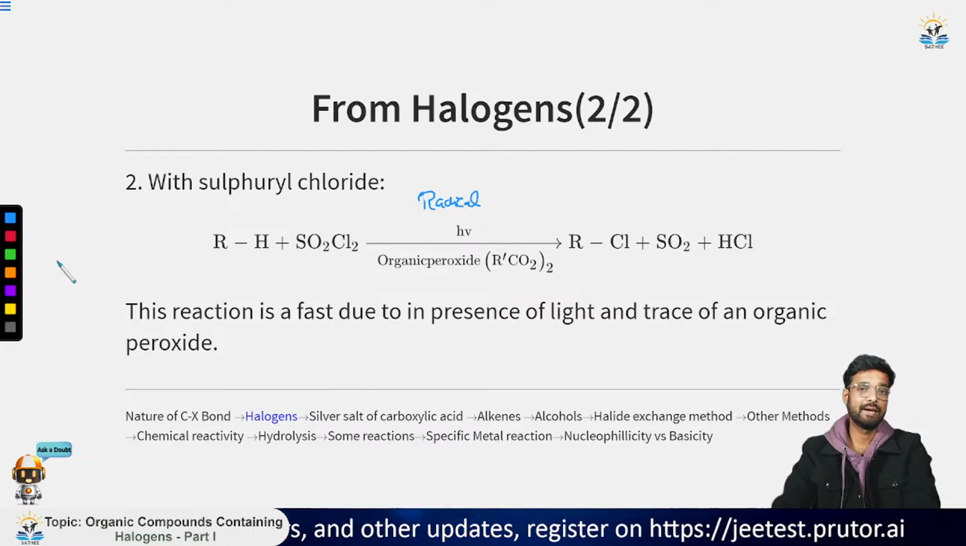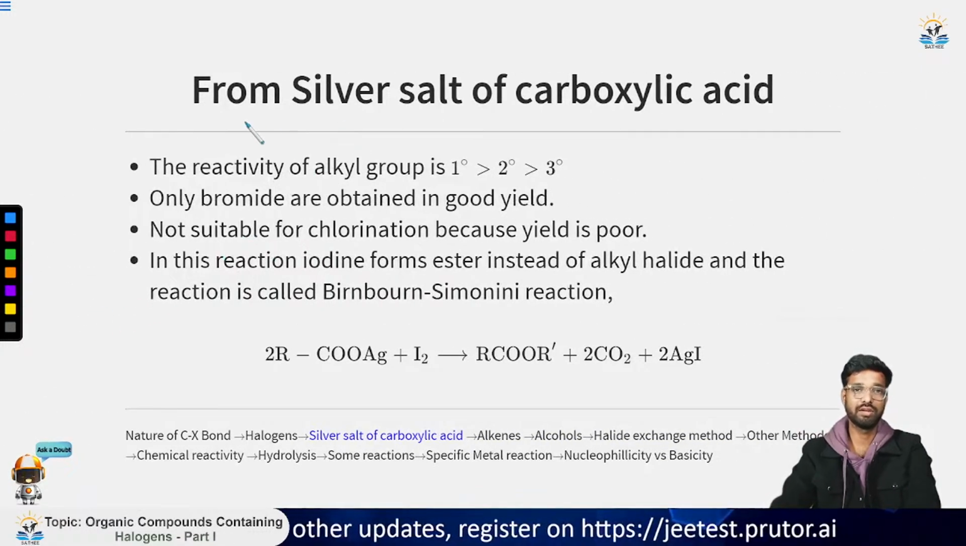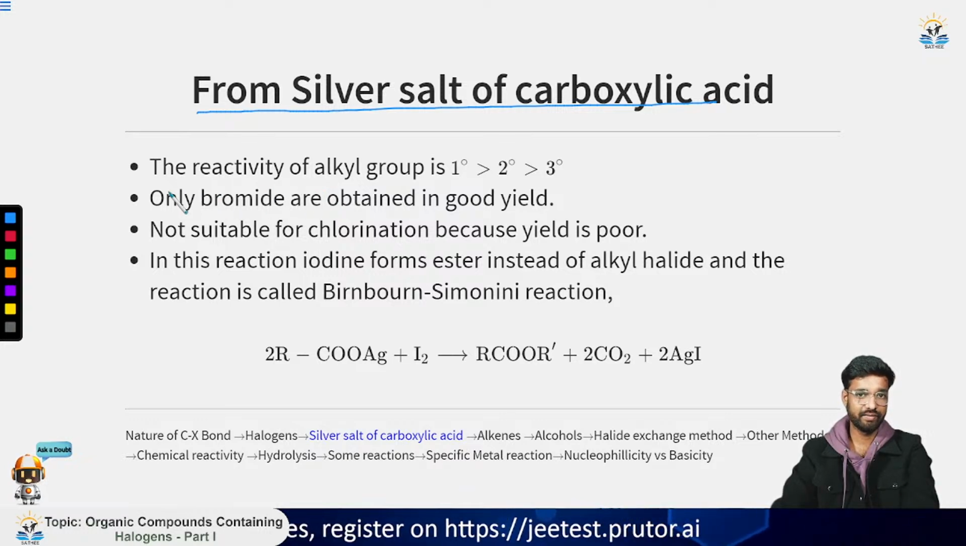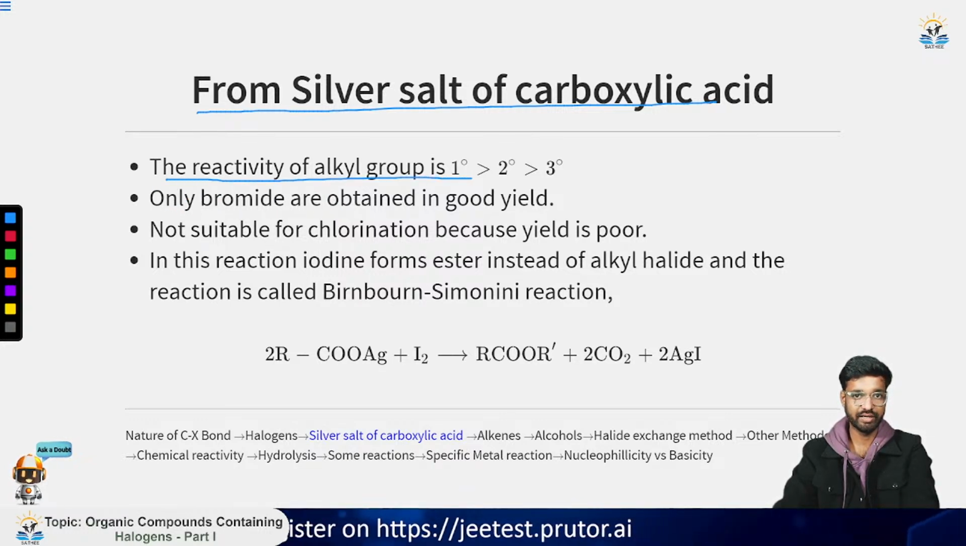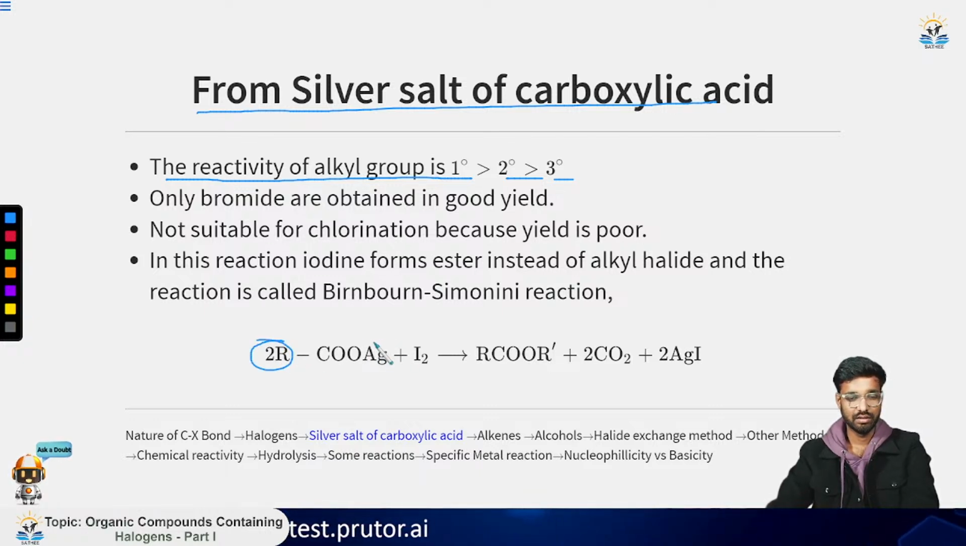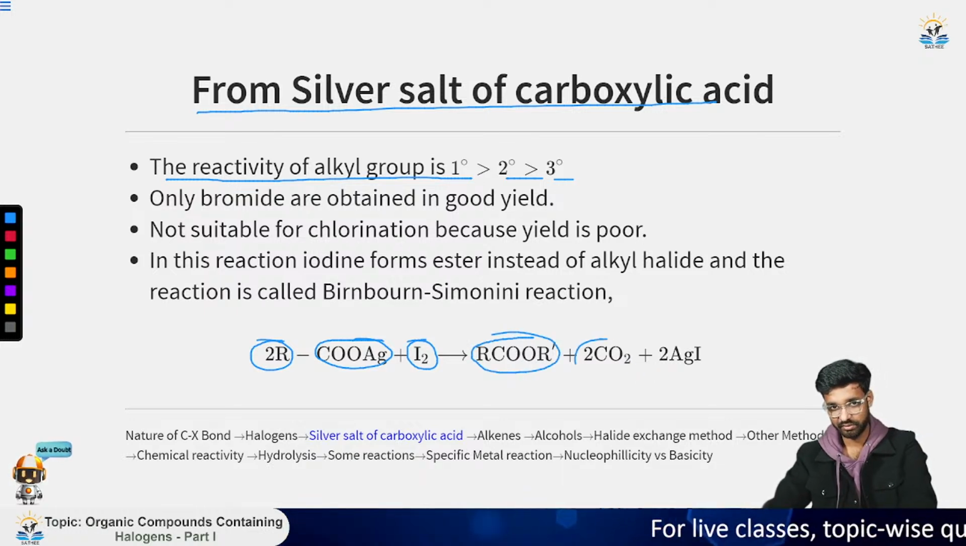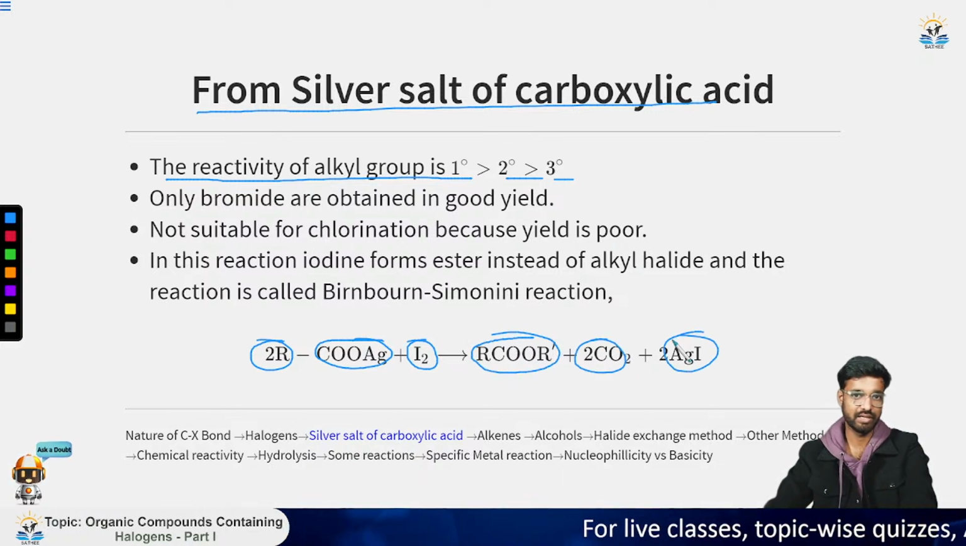Okay, now let us move to the silver salt of carboxylic acid. The order of reactivity is just reverse. So we have 1 degree, 2 degree and 3 degree. What we take is 2 moles of the silver salt of the carboxylic acid, and we are reacting it with I2. So we will get this ester plus 2CO2 plus 2AgI.